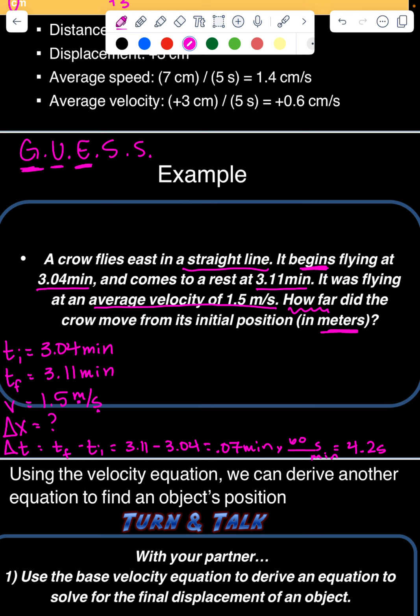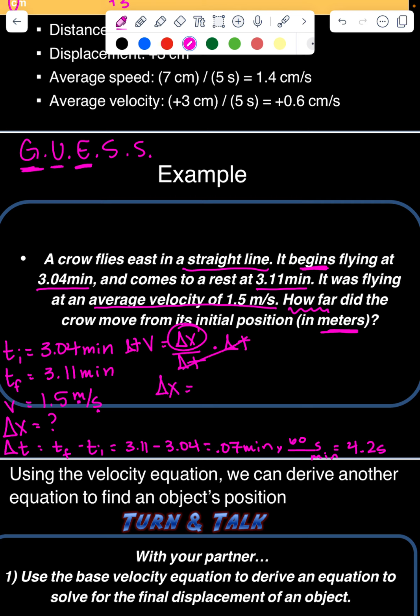All right, so now our E, if we go back to our GUESS method, is writing out our equation. So we know that average velocity is equal to our displacement over our time interval. I am looking for my displacement, so I have to get it by itself. I have to isolate our displacement. I do that by multiplying delta t on both sides.